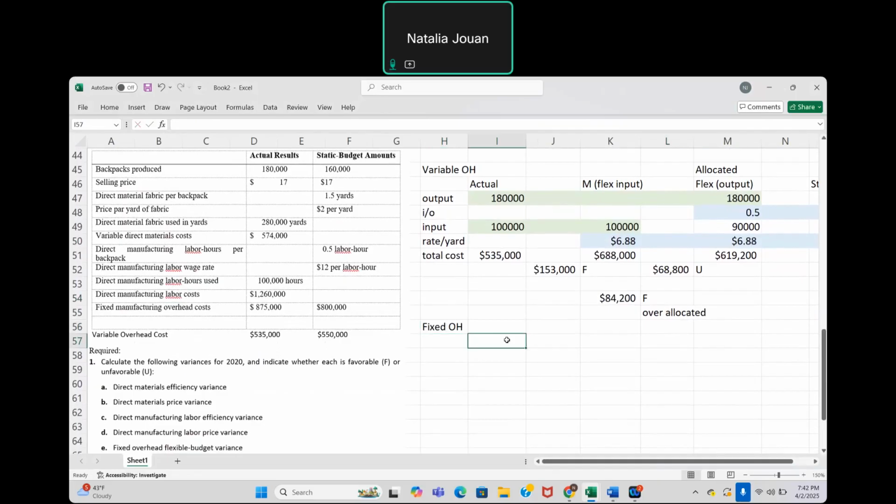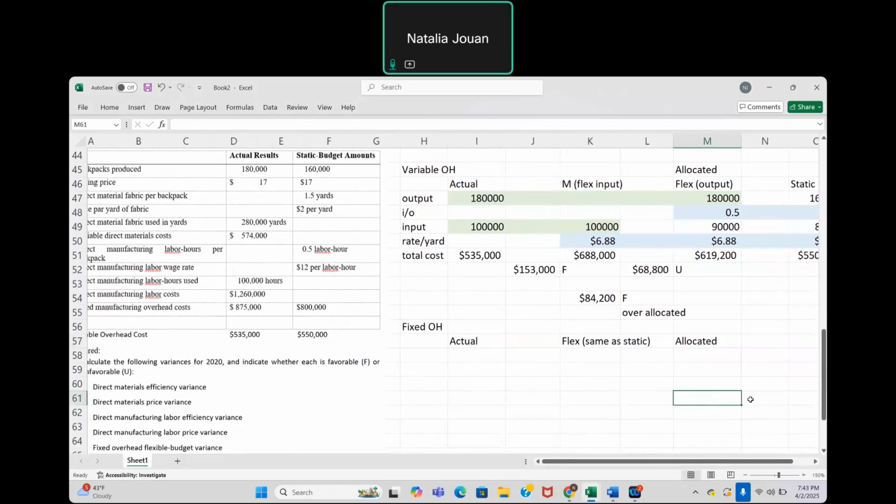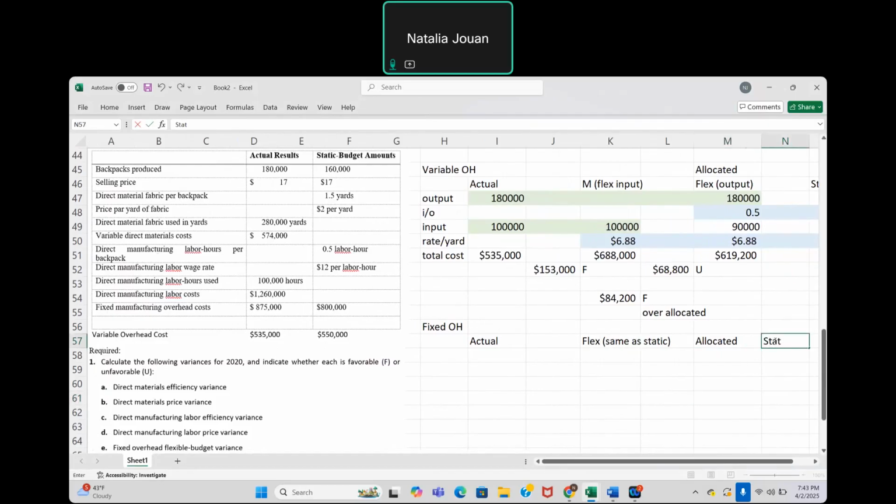We do not have a middle flexible input. Remember, we have an actual number that is usually given to you. Then we have the flexible budget, which is the same as static. Then we're going to have the allocated. Finally, the static. So we can put the static here. We're going to copy static into flex. Same driver, just use the numbers we have here. We don't need the number of units.